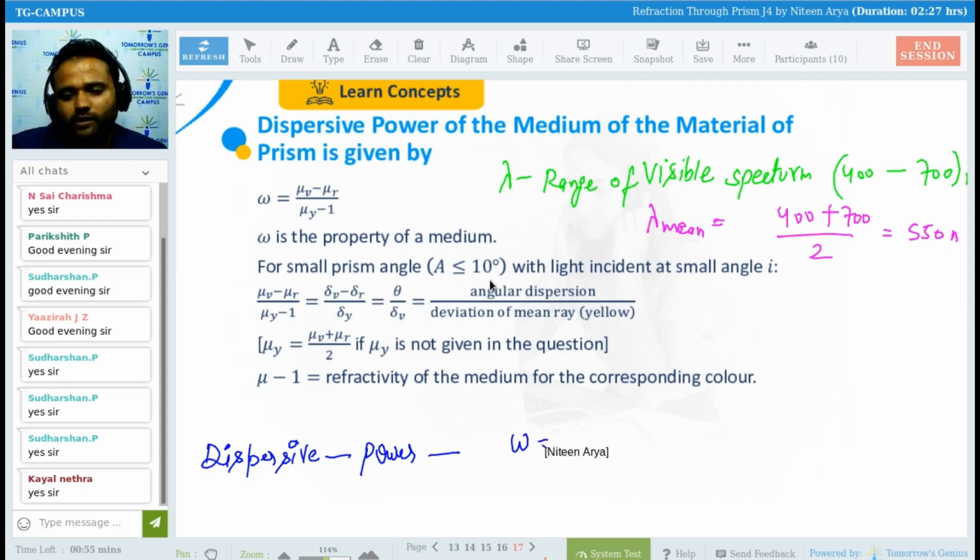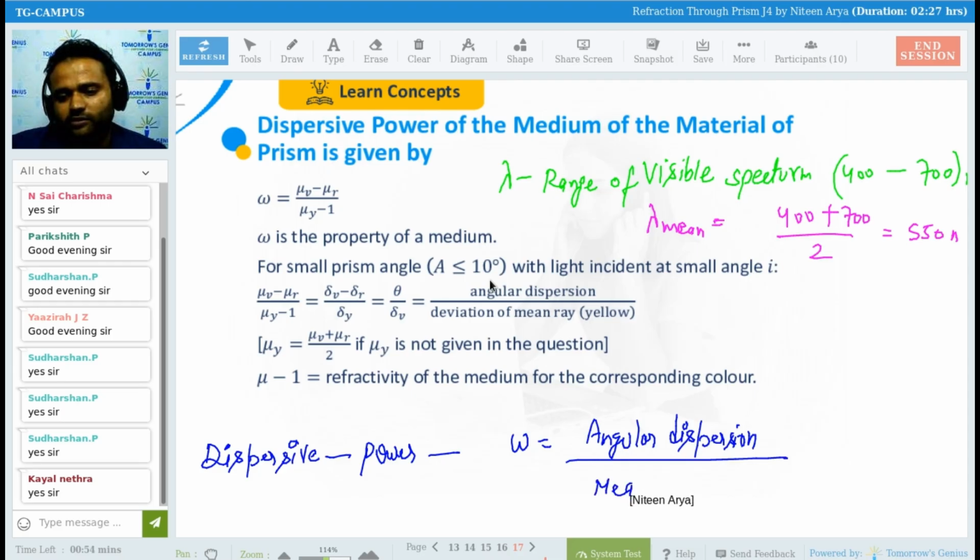Power, which is omega, angular dispersion, divided by mean angular dispersion. Why should I say this? I mean, how can I write mean angular dispersion as mu y minus 1? Let me explain you guys.